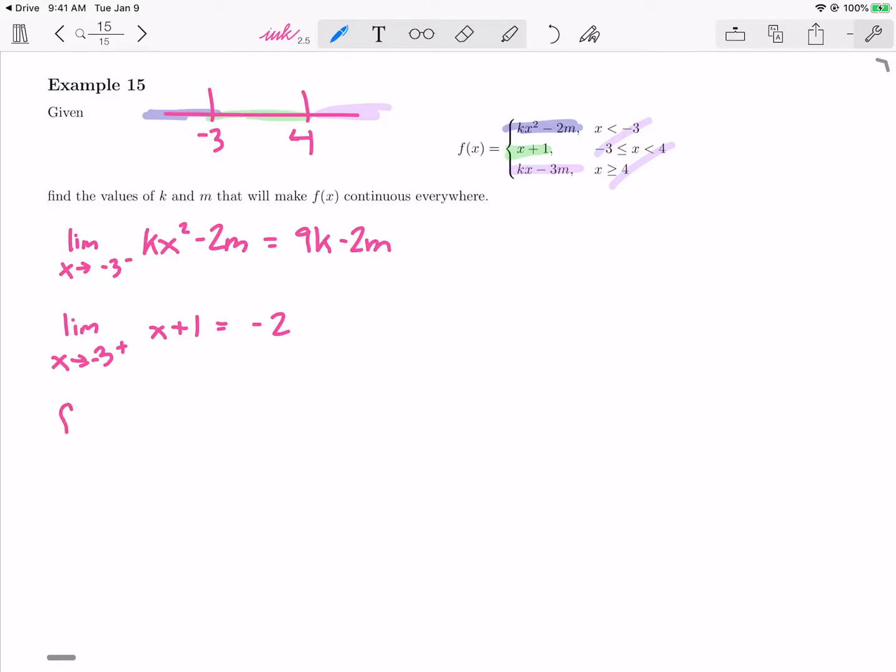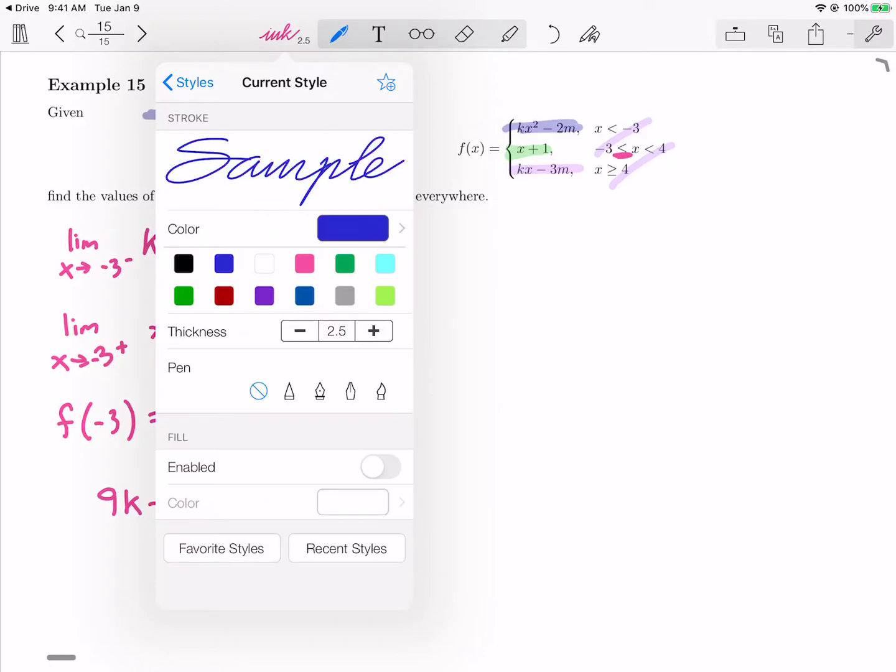And then I want to actually compute the function's value at negative 3. And that's where I go to the less than or equal to, so I'm using that green space. So that's going to be negative 2 because I've already computed that. Now all three of these need to be the same: 9k minus 2m, negative 2, and negative 2. So I'm going to set 9k minus 2m equal to negative 2.